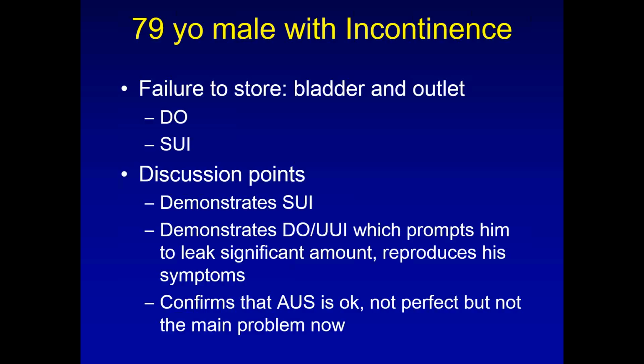Now, he's already been on high-dose anticholinergic. That didn't get better. I put him on the beta-3 agonist. That didn't get better. I put an Interstim in him. That did get better. And he is now as happy as he was before. Leaking about a pad a day, a little bit of stress, no urge now, and he's happy.